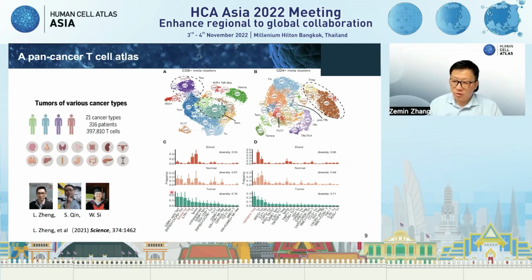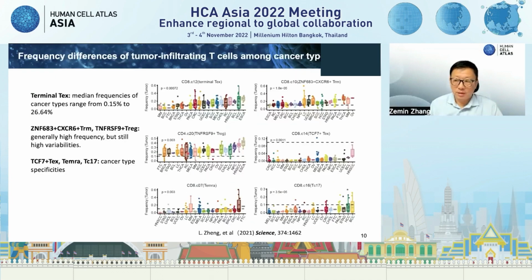Skipping all the technical details, we obtained a total of 41 metaclusters, and each of these metaclusters has its unique distribution properties in tumor and adjacent normal tissue. It is obvious that both exhausted T cells and the activated Tregs have very high abundance in tumors, but low elsewhere, including adjacent normal and blood. We found that there is a large variation of T cell subtype abundance. Here are just a few examples.